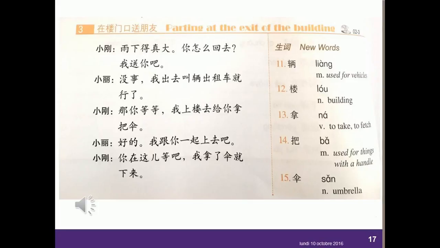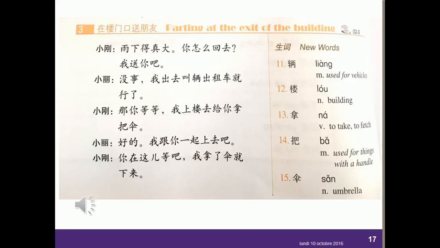楼, we already saw this one in warm up. 楼 means building. You can say 楼房, 大楼, 高楼, tall buildings. Normally if you go to Beijing, you will see a lot of office buildings, and they will call the name plus 大楼, 什么什么大楼.